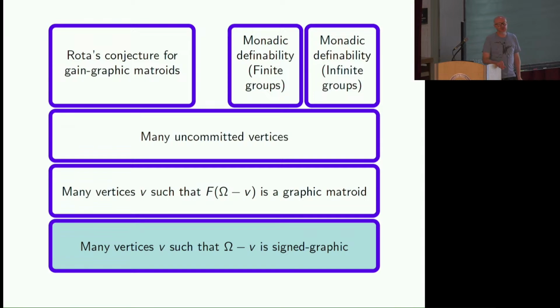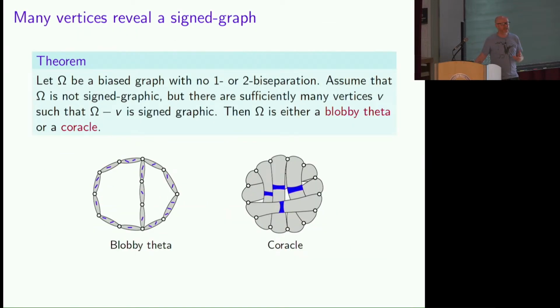Now I can talk about the situation where I have some biased graph that is not signed graphic, but I have some very large number of vertices V with the property that if I delete any such vertex V, I get a biased graph that is signed graphic. So it is not signed graphic, but there are many vertices whose deletion makes it signed graphic. What must that structure look like?